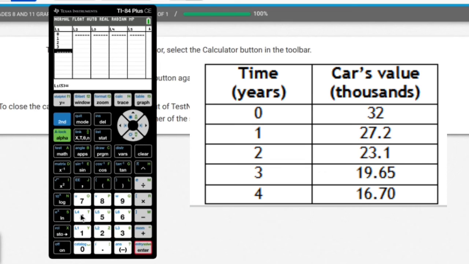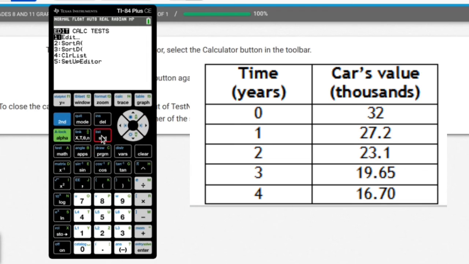Now, what I'm going to do for the value is so that I don't over confuse myself, I'm going to use the actual numbers. So I'm not going to type out 32. I'm going to type out 32,000. I think that'll be easier to do it now, get that out of the way now and not have to overthink it. 27,000.2 means 200. Okay, 23.1 means 23,100, and I almost screwed that up. 23,100. And then we've got 19,650. And then we've got 16,700. All right. Boom.